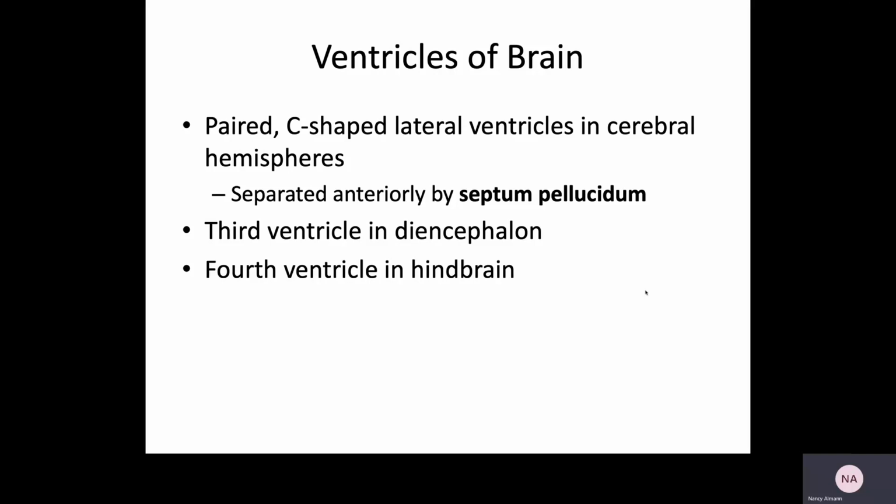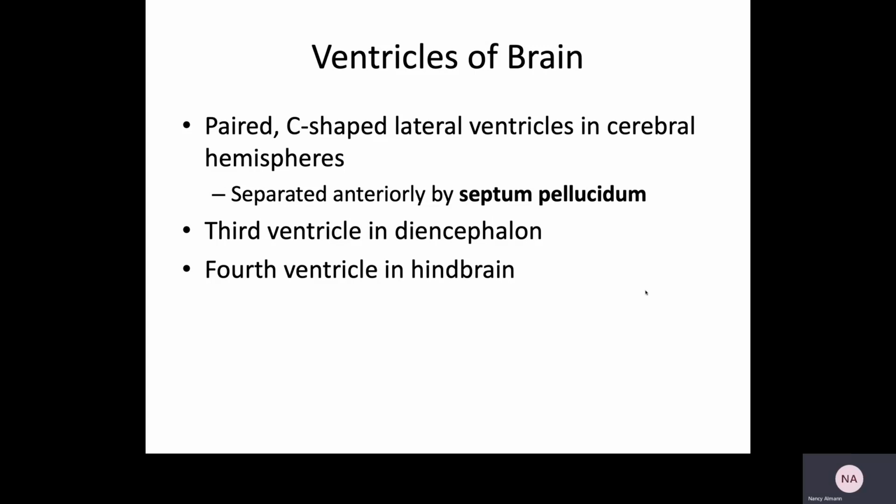So we know that the ventricles are within the brain. There are going to be 4 of them. There will be lateral ventricles, right and left lateral ventricles, one in each hemisphere, separated by what's known as the septum pellucidum, which is basically just a connective tissue wall.